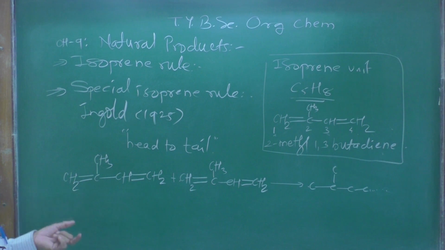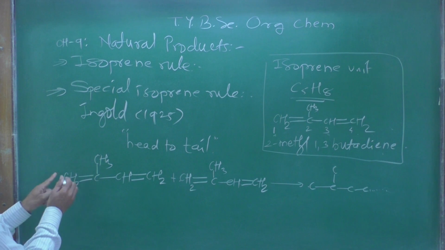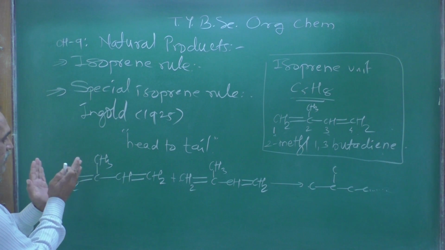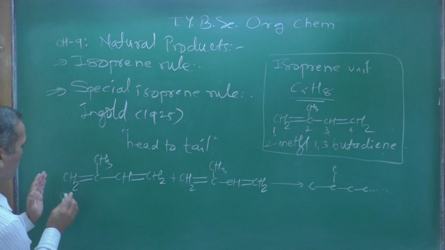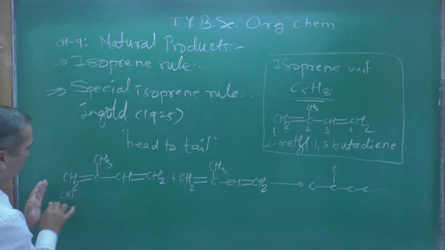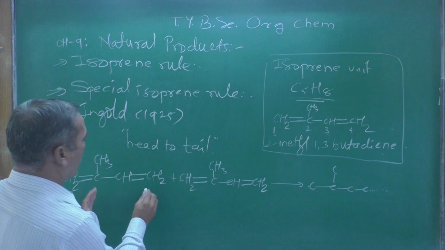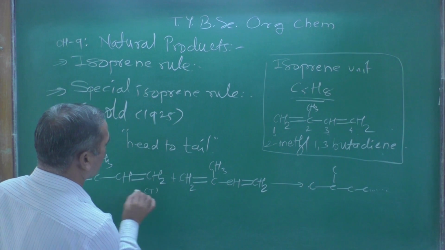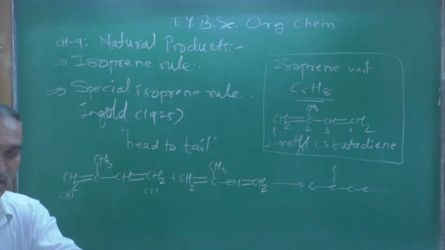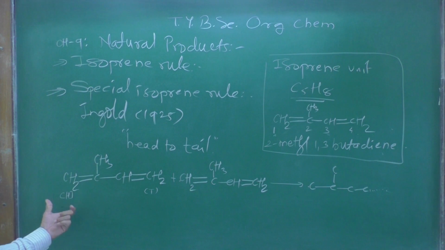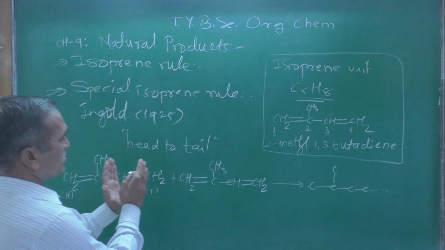How to recognize which one is a head and which one is a tail in this case? Toward the end of the branch side, it is the branched side. So you can designate this terminal carbon atom as a head, and the one away from the branch you can denote by the letter T. T indicates a tail, H indicates a head. Now in this isoprene unit, this is the head and this is the tail.